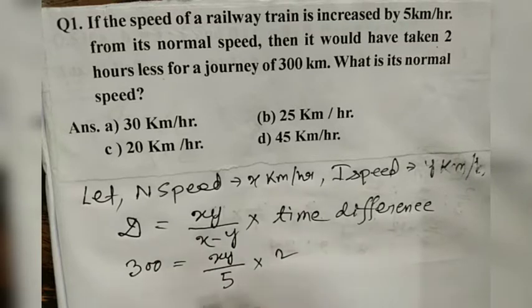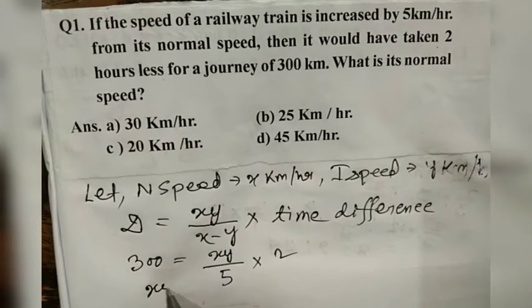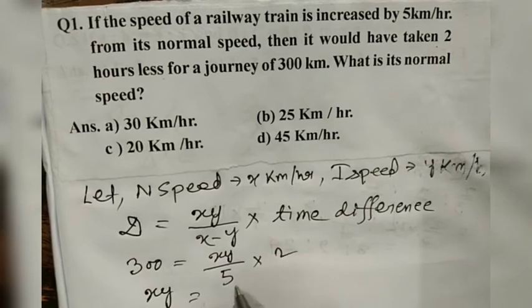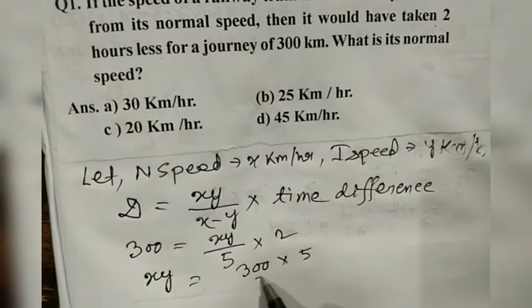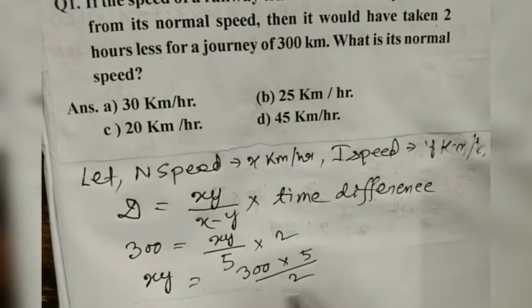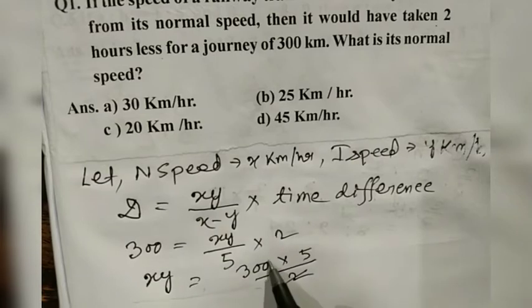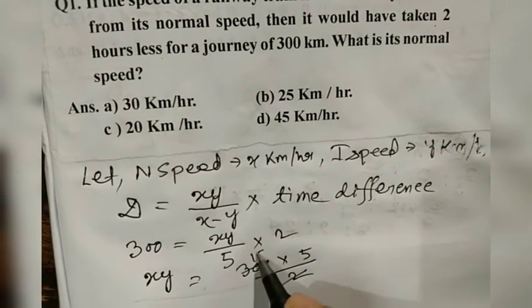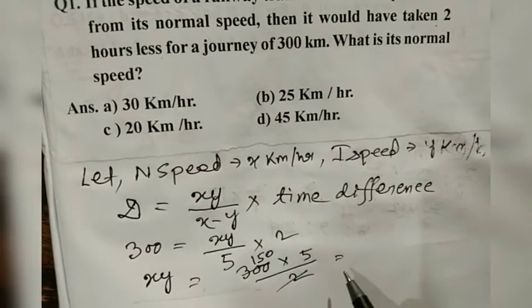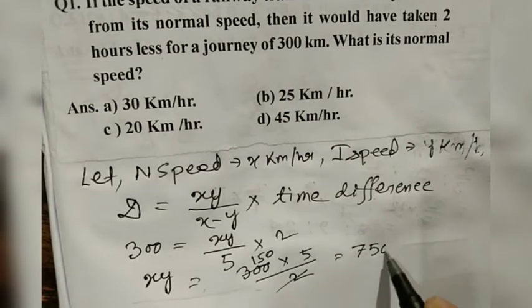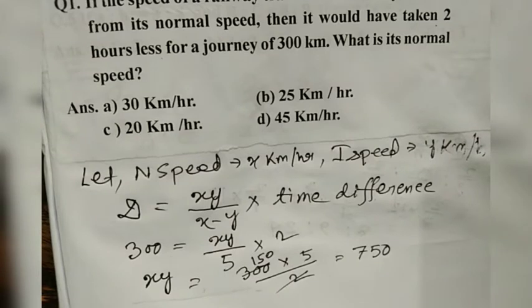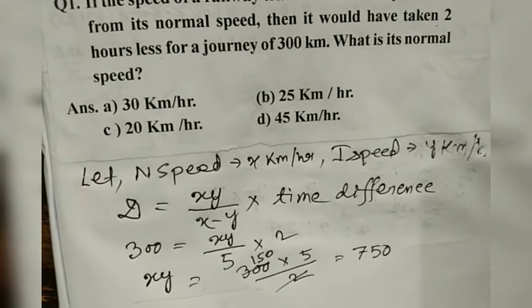Then xy equal to 300 into 5 by 2, 300 by 2, 150 equal to 750. Now we will find out the answer from the options.